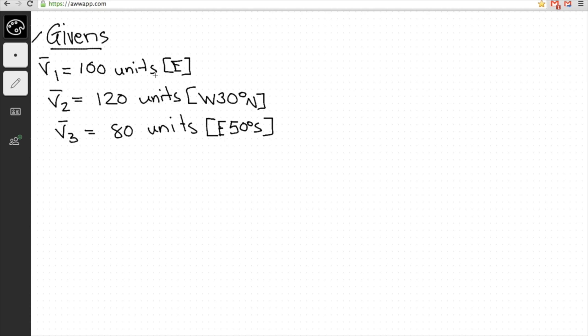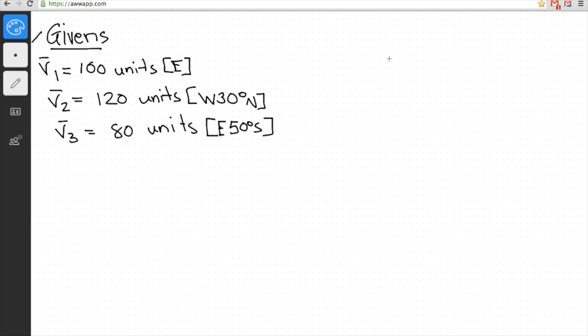It could be a displacement vector, a force vector, acceleration, velocity. It doesn't matter. The method is still always the same. So that's why I've said units instead of meters or kilometers per hour or something like that. So once we've written down our givens, it's often a good idea to draw a little sketch. So we'll do that now.